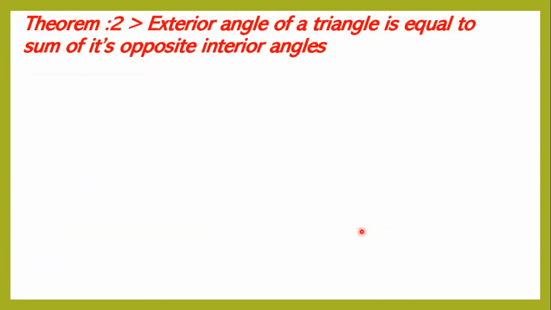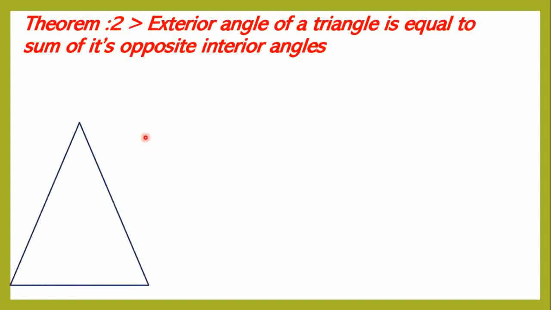Now we'll prove one more theorem of geometry, which is called theorem number 2, and it is: the exterior angle of a triangle is equal to the sum of its opposite interior angles. So let's try to understand this theorem and then we will try to prove it. We have a triangle called PQR. This is the triangle, and let's extend the line QR to point S. So now the diagram will look like this.